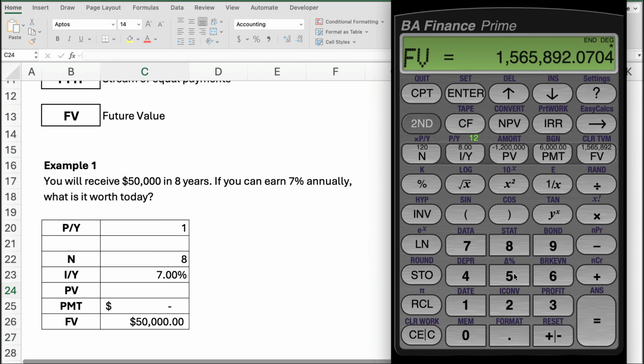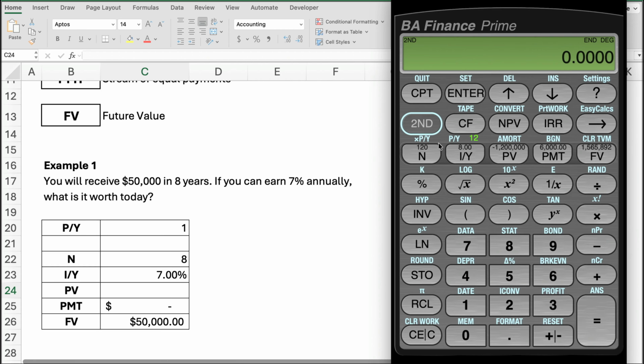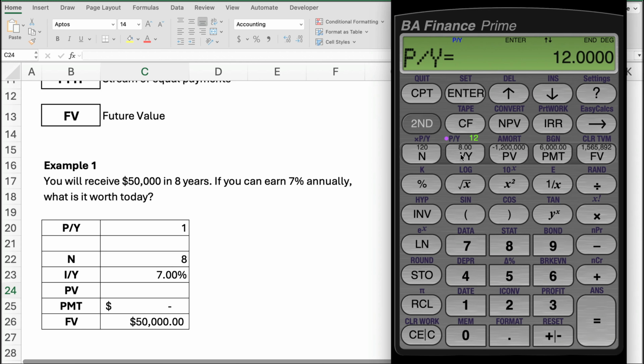So let's look at our calculator. So what we want to do is set the periods per year to 1. So second function, periods per year. My calculator was set for 12 in a monthly problem the previous time I worked this. So this is 1, enter, and then we'll clear out of this.